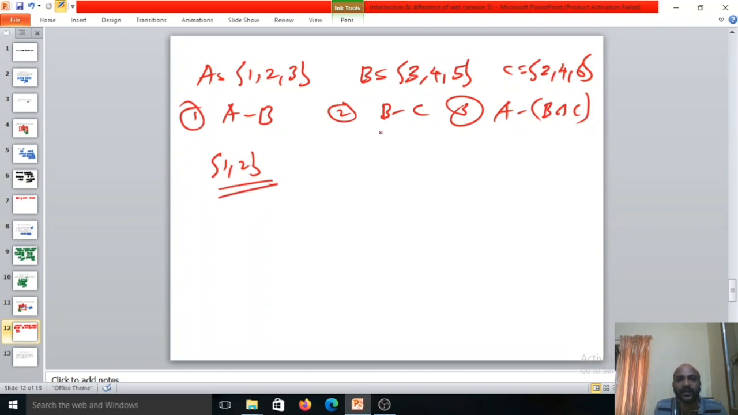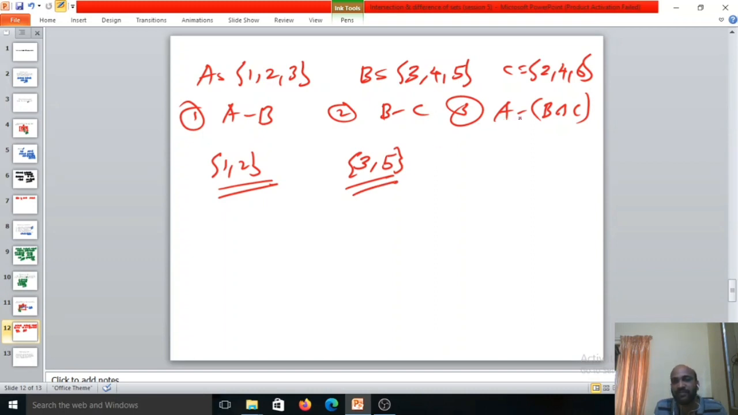Okay. Then B minus C, elements in B not in C. We can write 3 because 3 is not in C. And 4 we cannot write. 5 we can write. So elements in B not in C are 3, 5. So B minus C equal to the set 3, 5. This is our second answer.